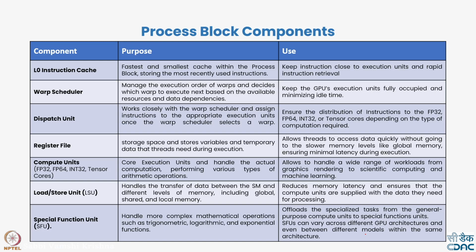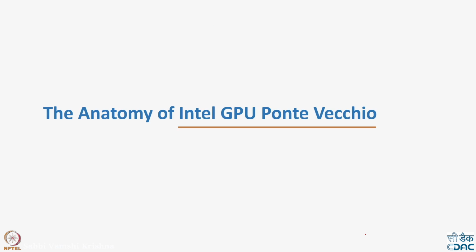Before proceeding further, it is always important to know that the number of process blocks within an SM, the number of cores, FP32 cores, FP64 cores, can vary from one GPU microarchitecture to another. So, whenever you are dealing with any microarchitecture, it is always important to refer to the particular architecture data sheet for detailed understanding.